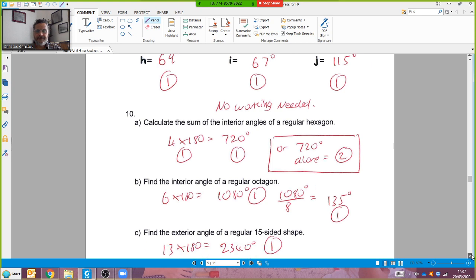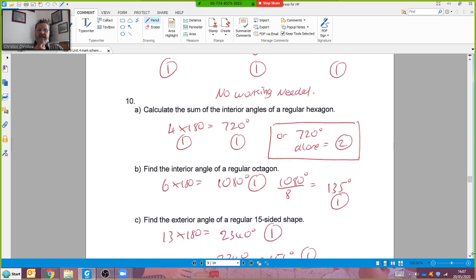So 10A then, the sum of the interior angles of a regular hexagon. Well, 6 sides will give us 4 little triangles if you don't overlap anything. So 4 lots of 180 will give us 6 angles totaling 720 degrees. 2 marks, one for the working, one for the 720. I'm not sure if I'd give 2 marks for just that anymore. I don't think I would.